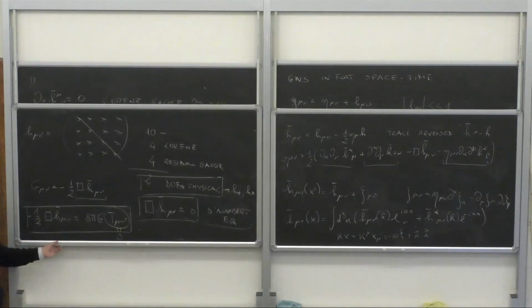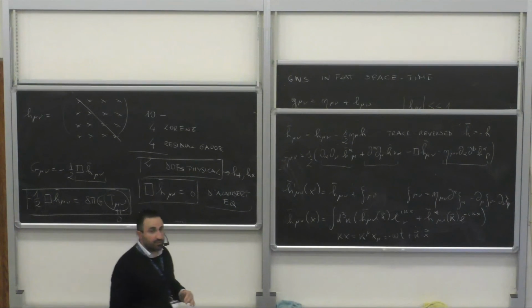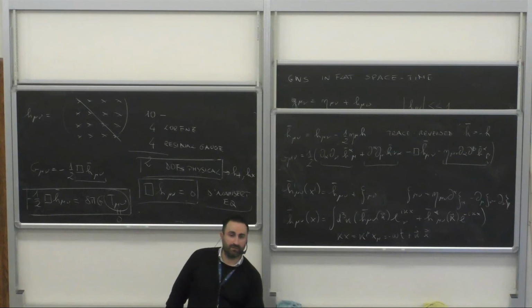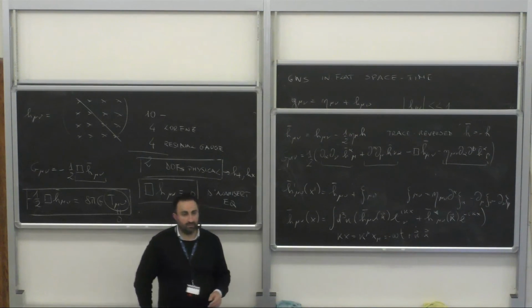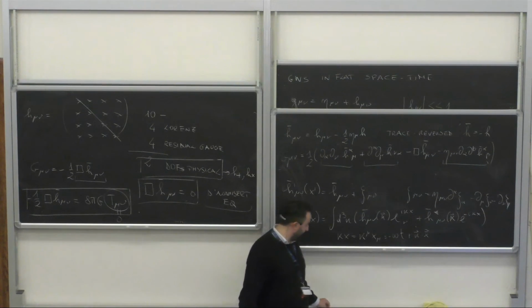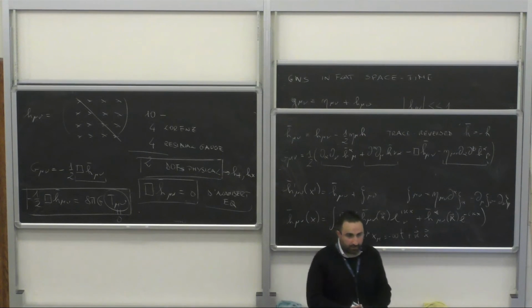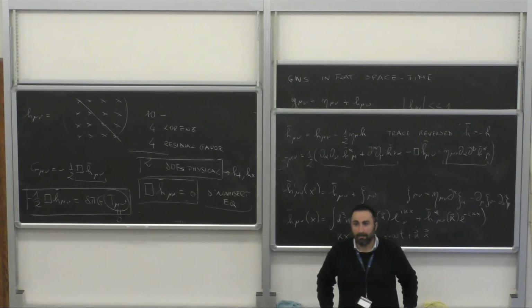We will extend this derivation in curved space-time, for instance, in a Friedmann-Lemaitre-Robertson-Walker, and we will see how to treat the source in curved space-time, because it's a bit complicated. Okay, so I would stop for today. If you have questions, please ask.